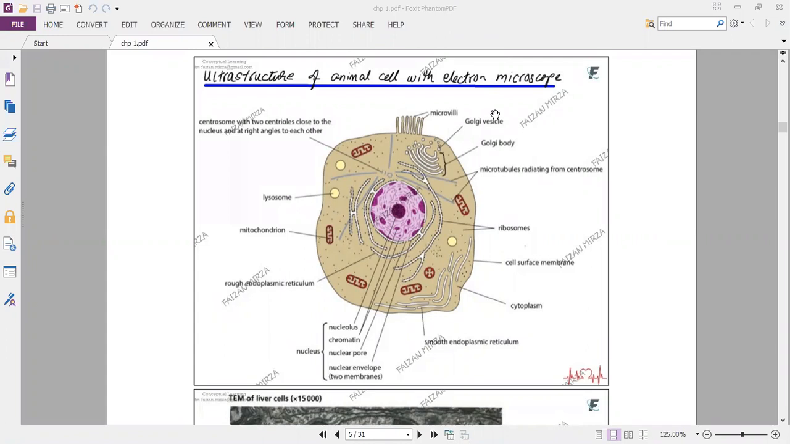A generalized animal cell means that all the organelles and structures mentioned here will not be present in a single cell at the same time, but the generalized cell shows you that all these structures are present eventually in various cells of the animal, and they can be seen in the electron microscope. So this one is the idealized cell having all these structures.